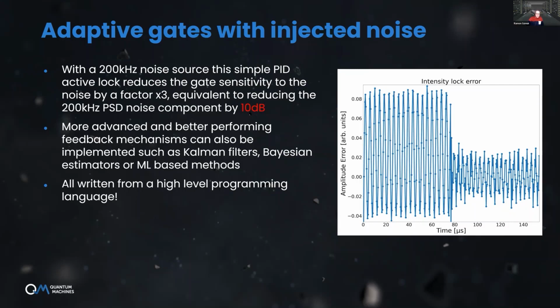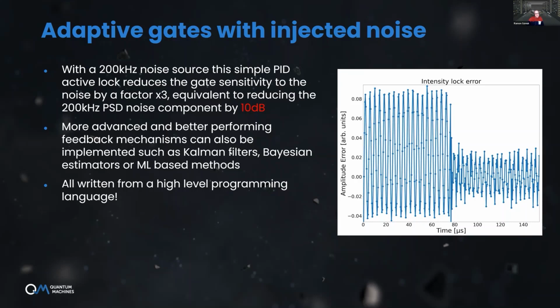And this is a simple PID loop. This is just a demo here that I'm showing. We've done things which are much more complicated than this. We've implemented Bayesian estimators that run in real time, and improve sensitivity to measurements, and make optimal use of measurements.